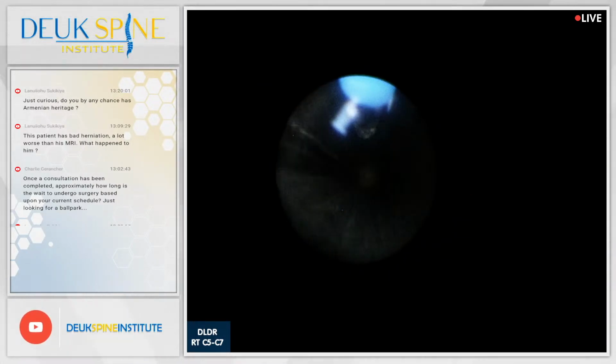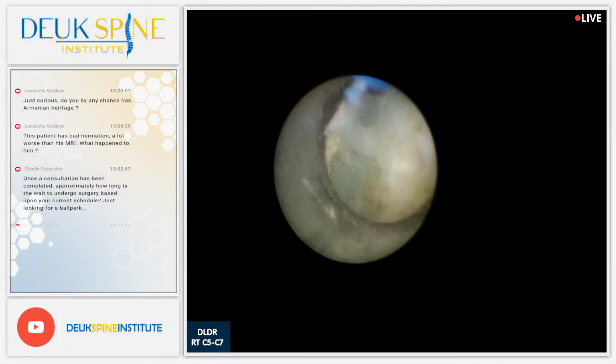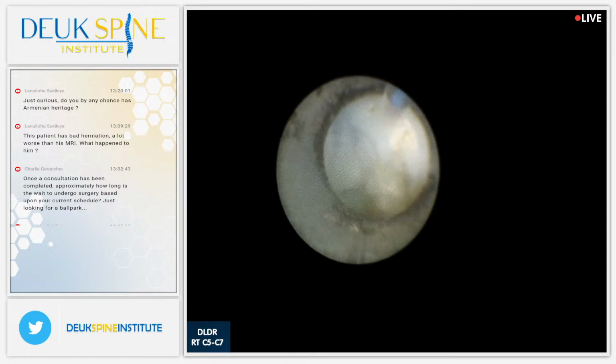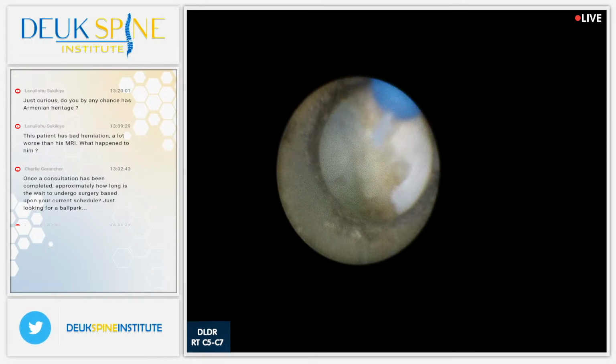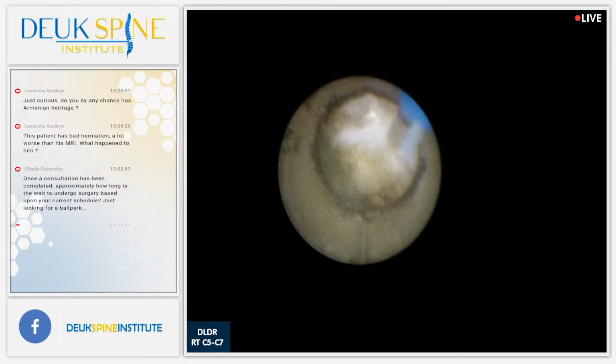This is the last of the herniations. I probably have about 3 more and we'll be done. I'm just checking as much. This is all scar tissue. If you want to know what scar tissue looks like endoscopically, this is it.